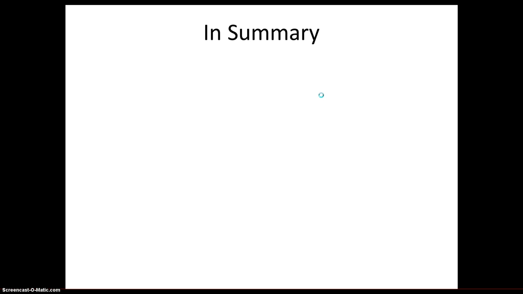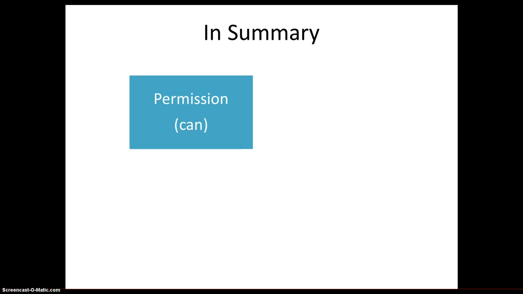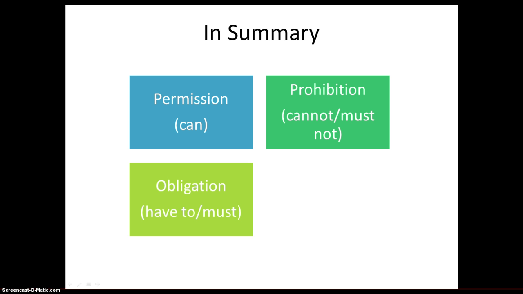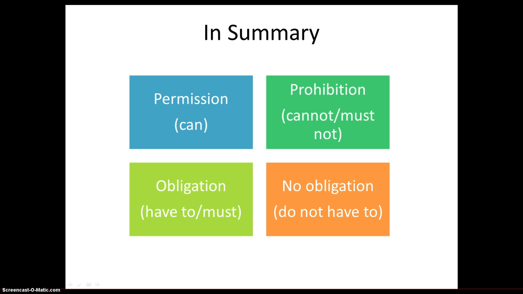In summary, we learned 4 uses for modals. We talked about permission, where I use the word can. We talked about prohibition, where we use cannot or must not. We talked about obligation: you have to do something and you must do something. And lastly, we talked about no obligation. It's not compulsory. You do not have to do it.